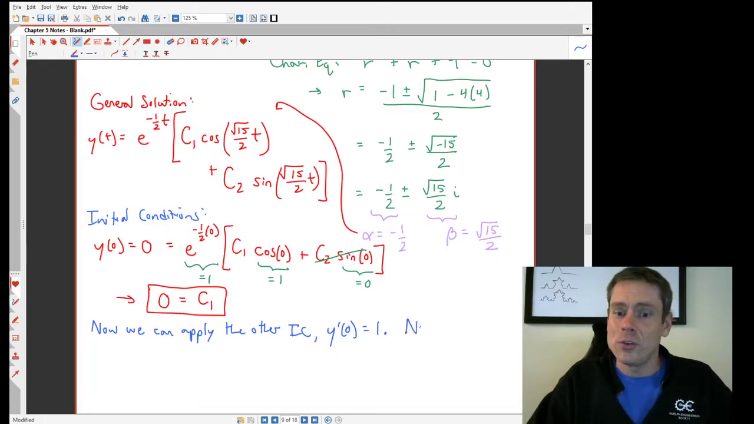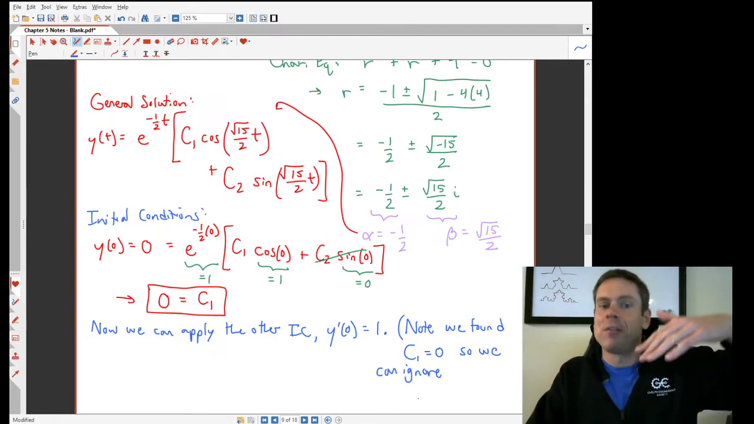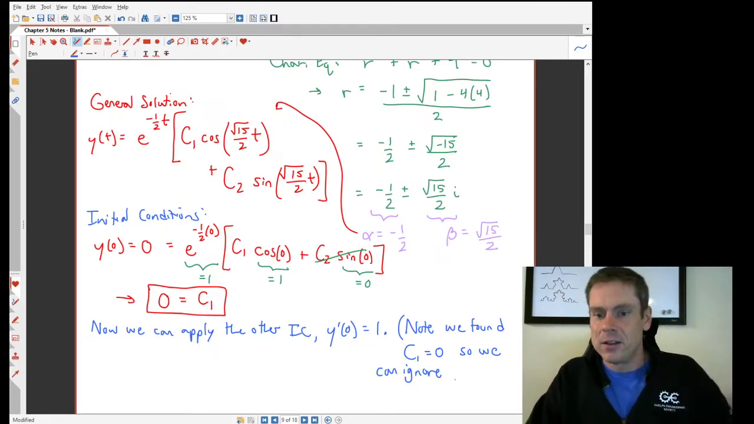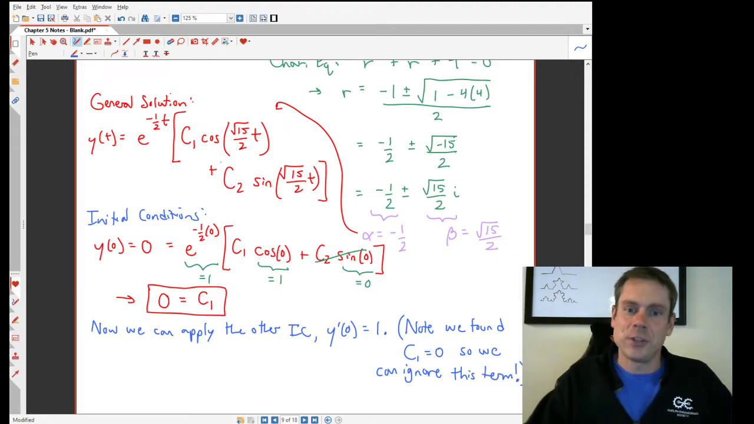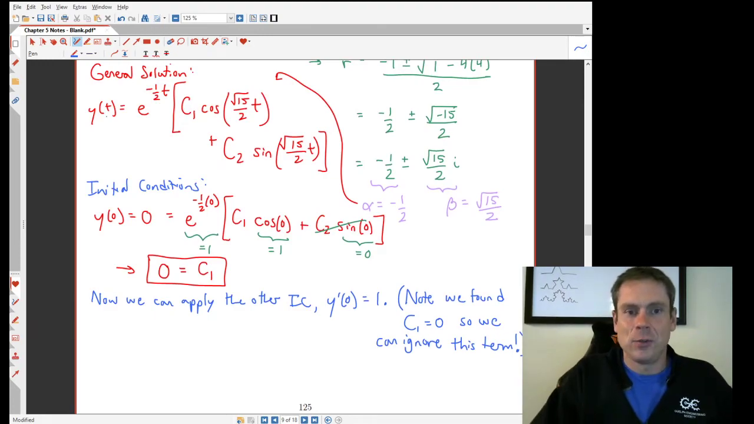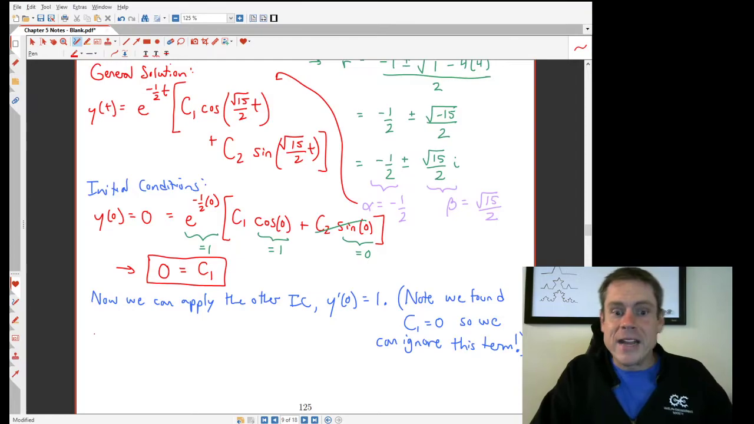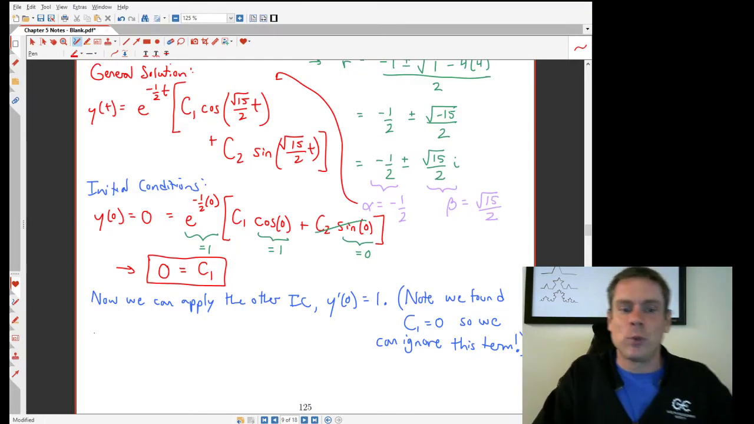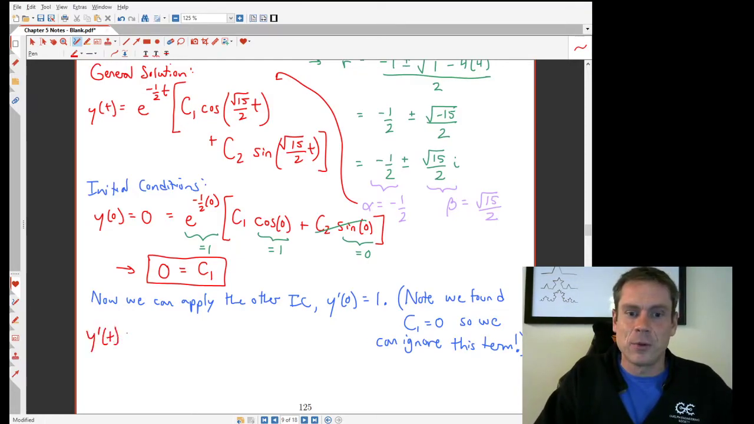Note, we found c1 equals 0, so we can ignore this term. But it's not wrong to take the whole derivative of the general solution and work with that. But we know that first term is going to be dead anyway. In this original equation, it's basically not there. So why don't we keep things simple and work with that. I need the derivative though. I have y prime of 0 equals 1. I need to find y prime of t before I do anything.